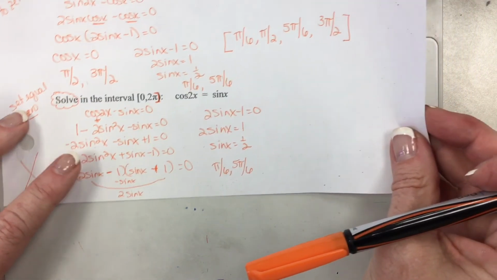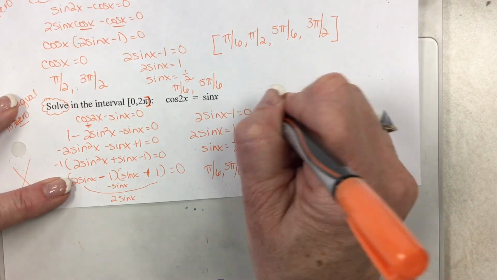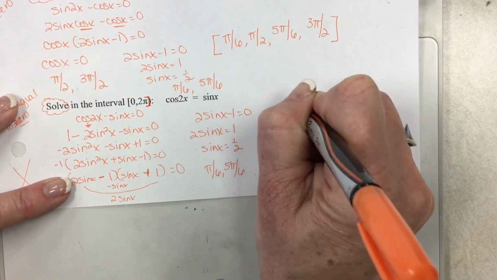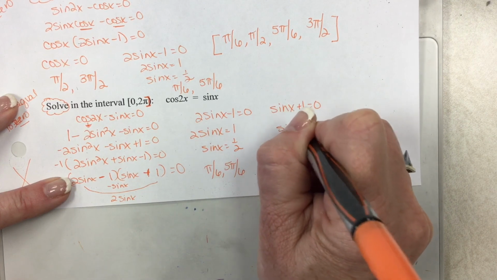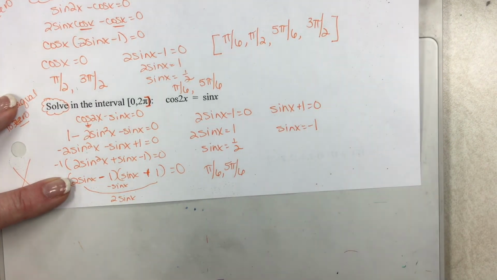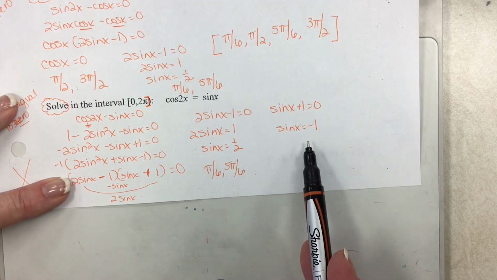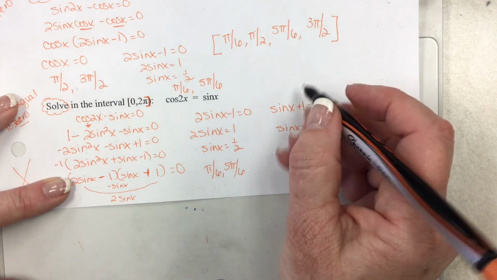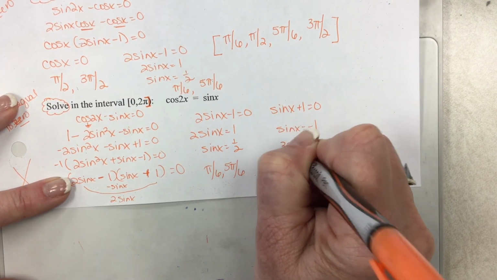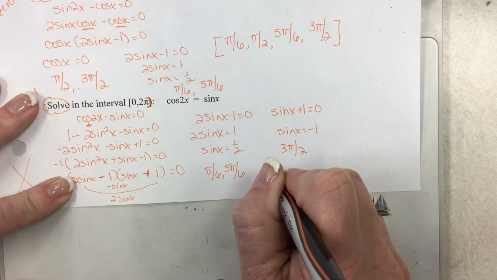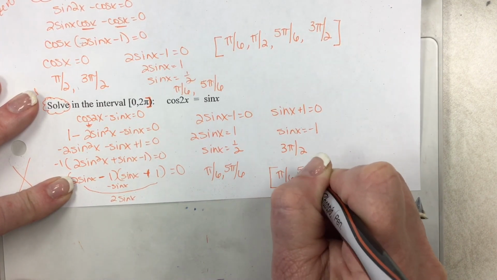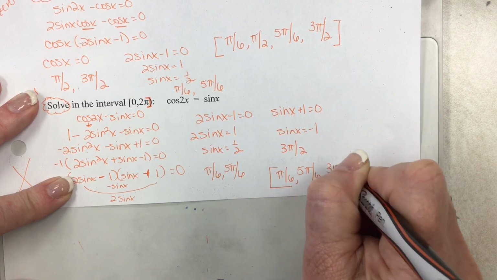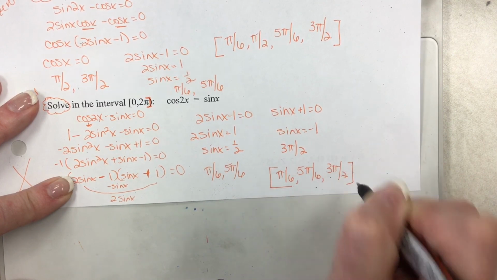And then the second binomial is sine x plus 1 equals 0, and therefore sine x is going to be negative 1. So I look at my unit circle. Where is sine x negative 1? That's at 3 pi over 2. So my solution is pi over 6, 5 pi over 6, and 3 pi over 2.